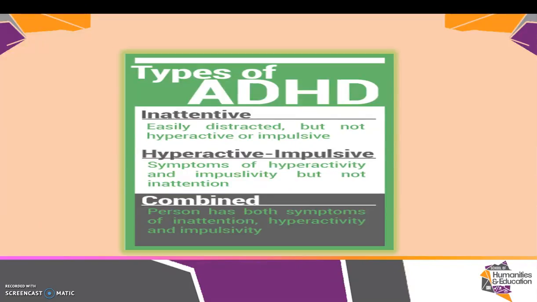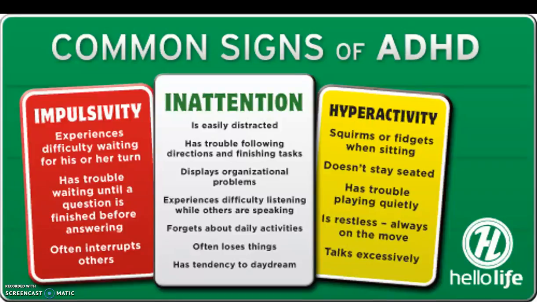He or she can either be hyperactive-impulsive, which is another type, or the student can have a combination of both. So what are the characteristics or the signs to look out for? In terms of impulsivity, you would see that a student experiences difficulty waiting for his or her turn, or has trouble waiting until a question is finished before answering, or that student might often interrupt others. All of those characteristics relate to impulsivity.